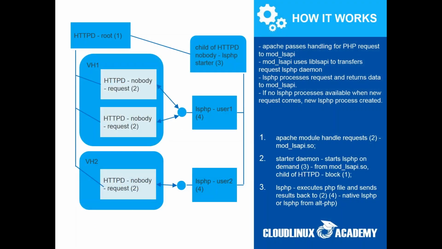Here is a scheme which describes how it works. Mod LSAPI is like a front-end. LSPHP process is a backend. Apache accepts requests from visitor and pass handling PHP request to Mod LSAPI, a regular Apache module. Mod LSAPI uses liblsapi to transfer request to LSPHP daemon. LSPHP starter check if LSPHP process for needed user exists. If no, it start one. If process exists, it will use it.